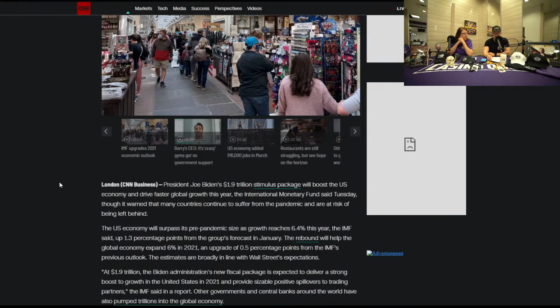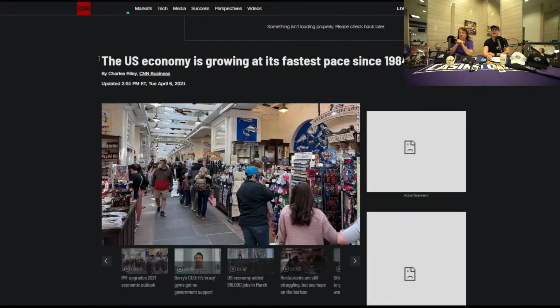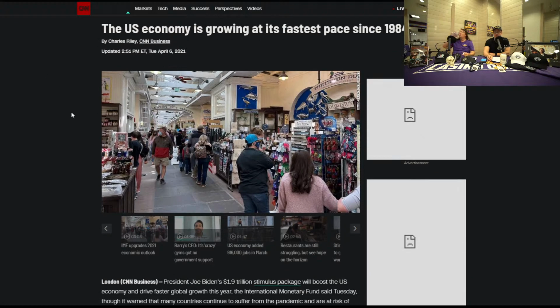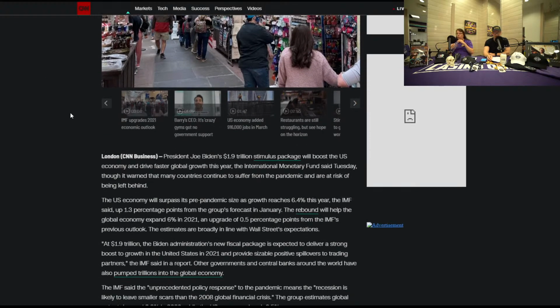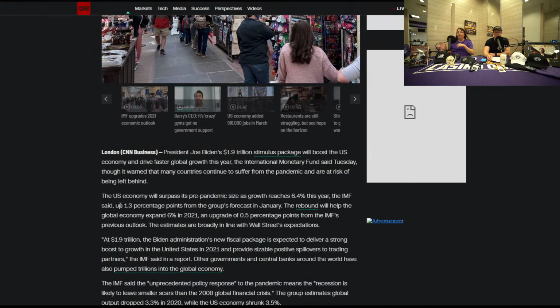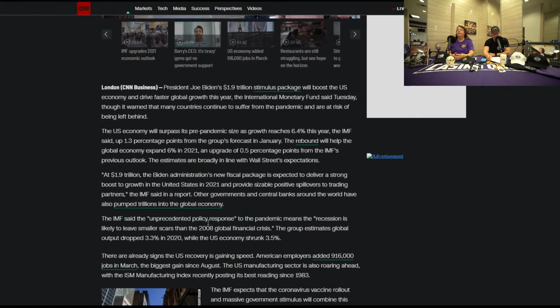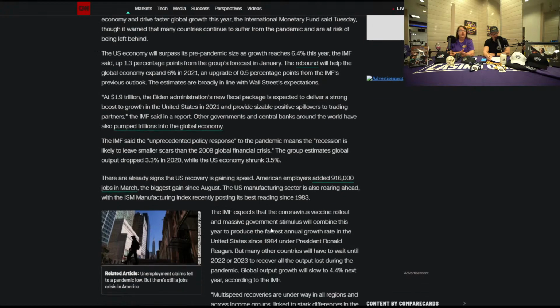The U.S. economy is growing fastest since 1984. For all the people waiting for things to happen, you may as well just jump in because it's happening now. Low interest rates, housing prices are on the rise. We have Biden's administration giving out a lot of free money, $600 government checks that went out.